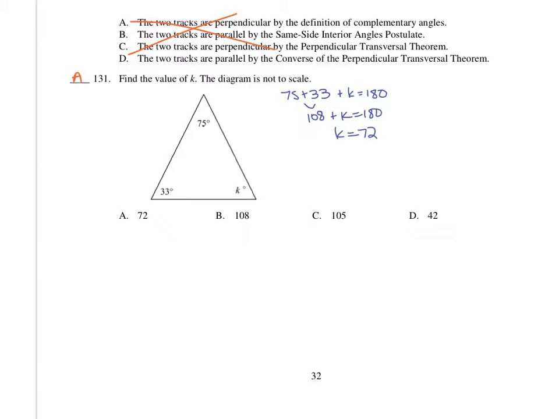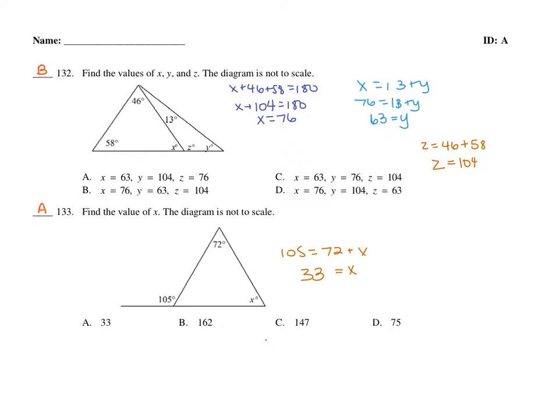131, these are three angles inside a triangle. The triangle sum theorem tells you they add up to 180. 132, two triangles going on here. So the one on the left, I could have added them and subtracted from 180 and gotten that x was 76. And then the alternate exterior angles theorem tells you that x would equal 13 plus y. And z would equal 46 plus 58. You could have also used your linear pair there, subtracted x from 180 and got z, and then subtracted z and 13 from 180 to get y. So you could do it either way.